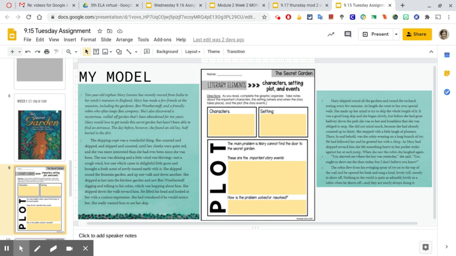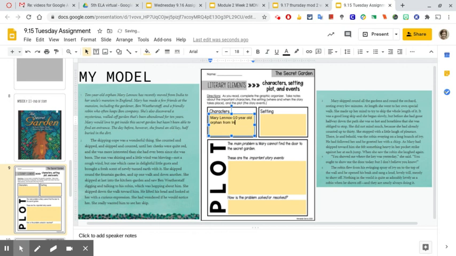Oh, look at that. In the first sentence, I already see the character. One of the characters is Mary Lennox. She is a 10-year-old orphan from India. She's moving to her uncle. So there's an uncle. He's from England. And so now she's living in England.